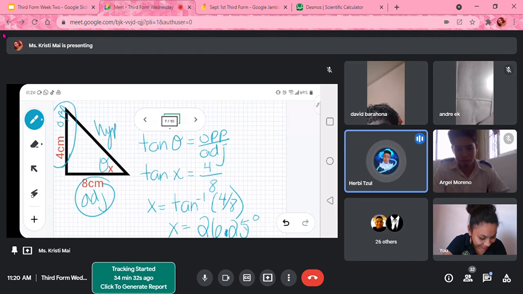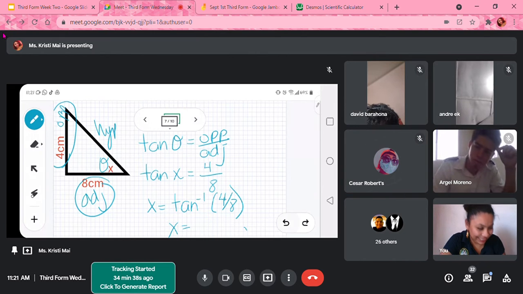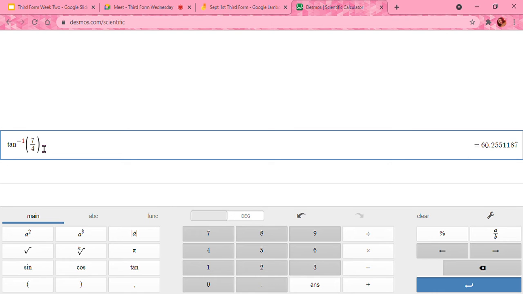26.56. Let me check here on my calculator. That's 26.5. The 27 is because they rounded it off. It should be 26.56. So if you round it off, it should be 26.7 degrees.